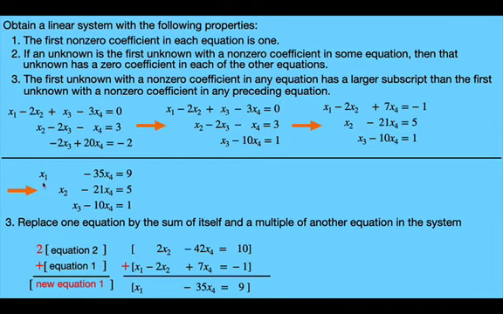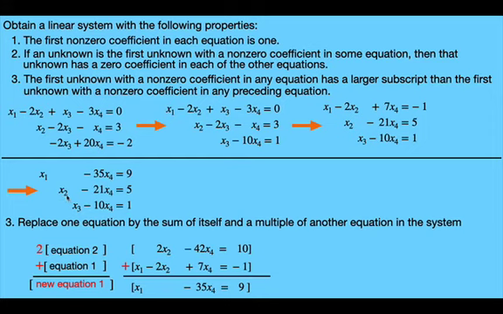You can see that the first non-zero coefficient in each equation is equal to 1, since the x sub 1, x sub 2, and x sub 3 terms here all have coefficients of 1. The second property is also satisfied, since any time we have an unknown that's the first unknown with a non-zero coefficient in some equation, that unknown has a 0 coefficient in each of the other equations. So here in the first equation we have x sub 1 being the first unknown with a non-zero coefficient, and x sub 1 has a 0 coefficient in all the other equations.